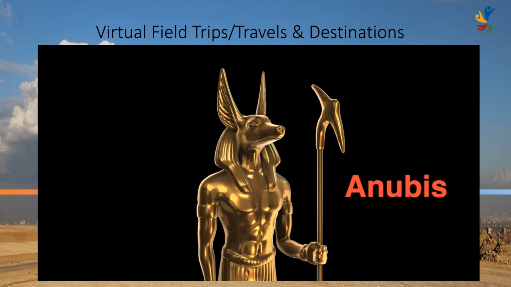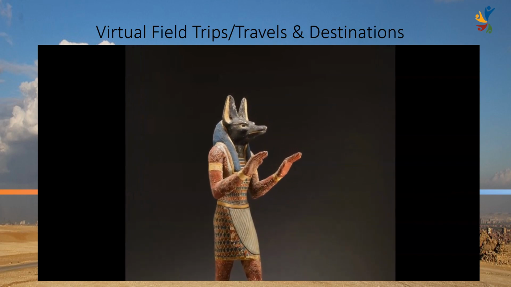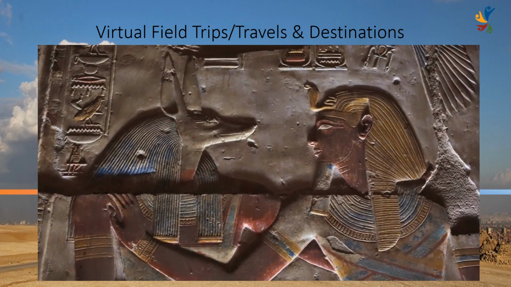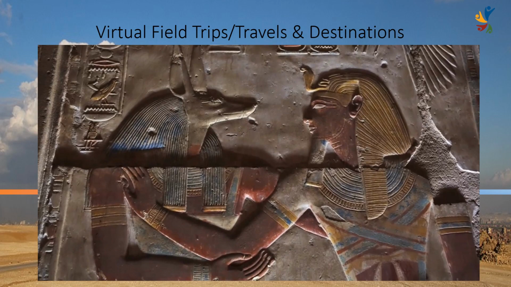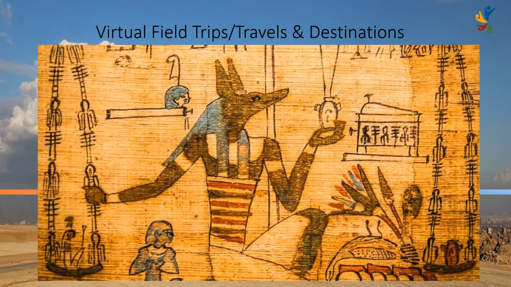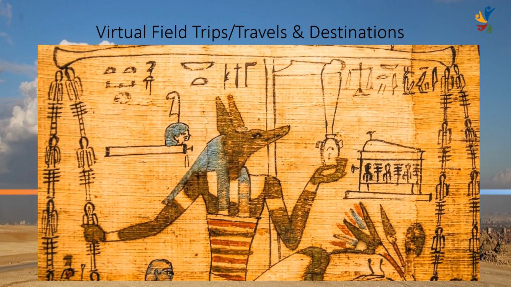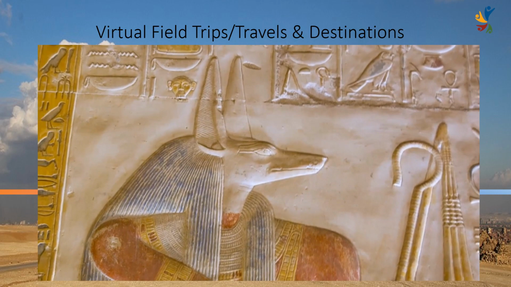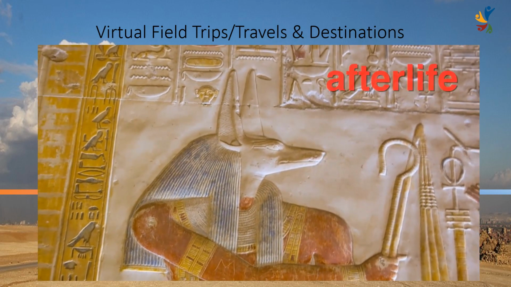Anubis is the god of the dead and the afterlife. And we always see him with the head of a jackal. He guides people from the world of the living across the threshold into the afterlife when they die. This role is a very important one because the ancient Egyptians spent a great deal of time preparing for their next life, which they called the afterlife.